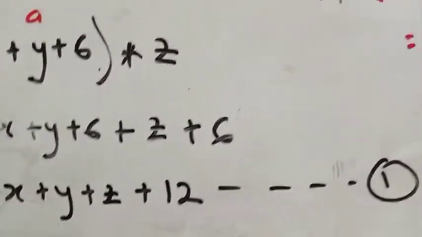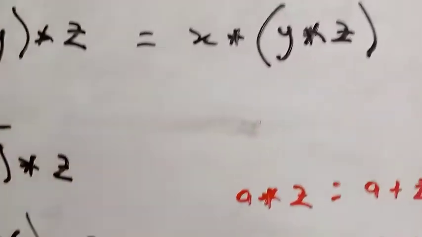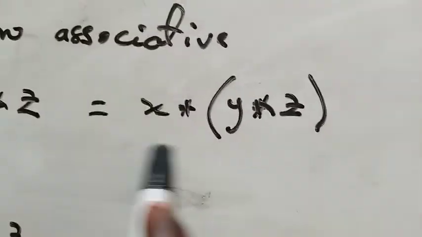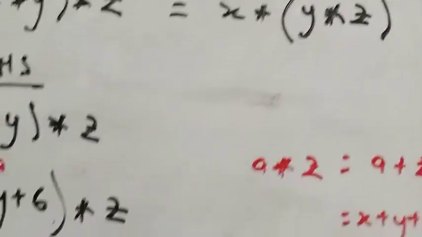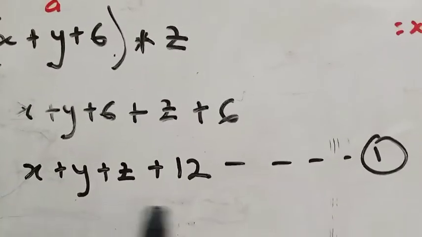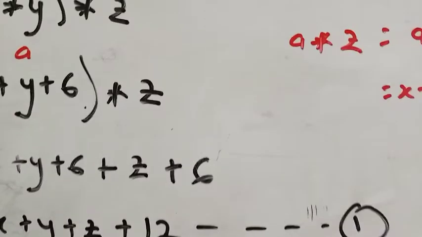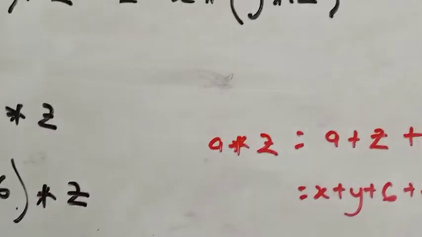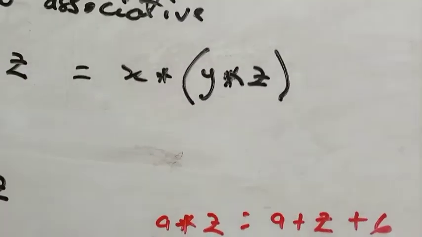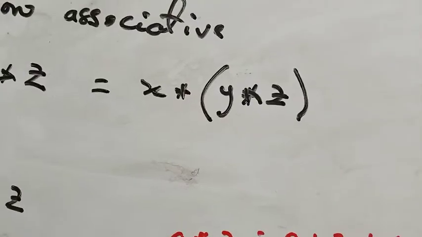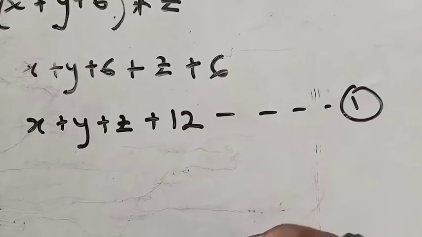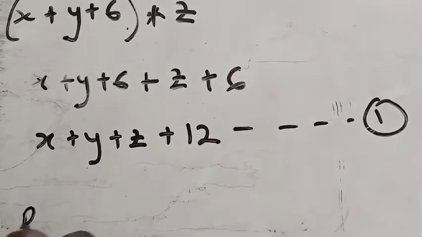So you have to go and check the second one, this part here, and see if you are going to have the same outcome. If you have the same outcome, then it means that the operation is associative. But if you have a different outcome, that is where we are going to show that the operation is not associative. So now the second part is you have to determine the right hand side, right?